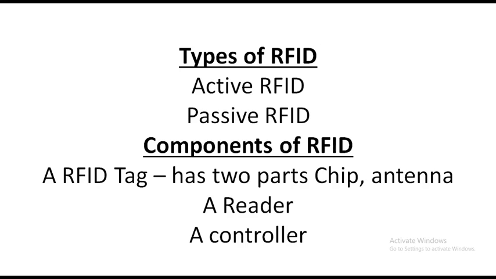And next is the working of the active RFID system. The reader sends a signal to the tag using an antenna. Because the active RFID system has its own power source, which means the active RFID system has a battery for future use.